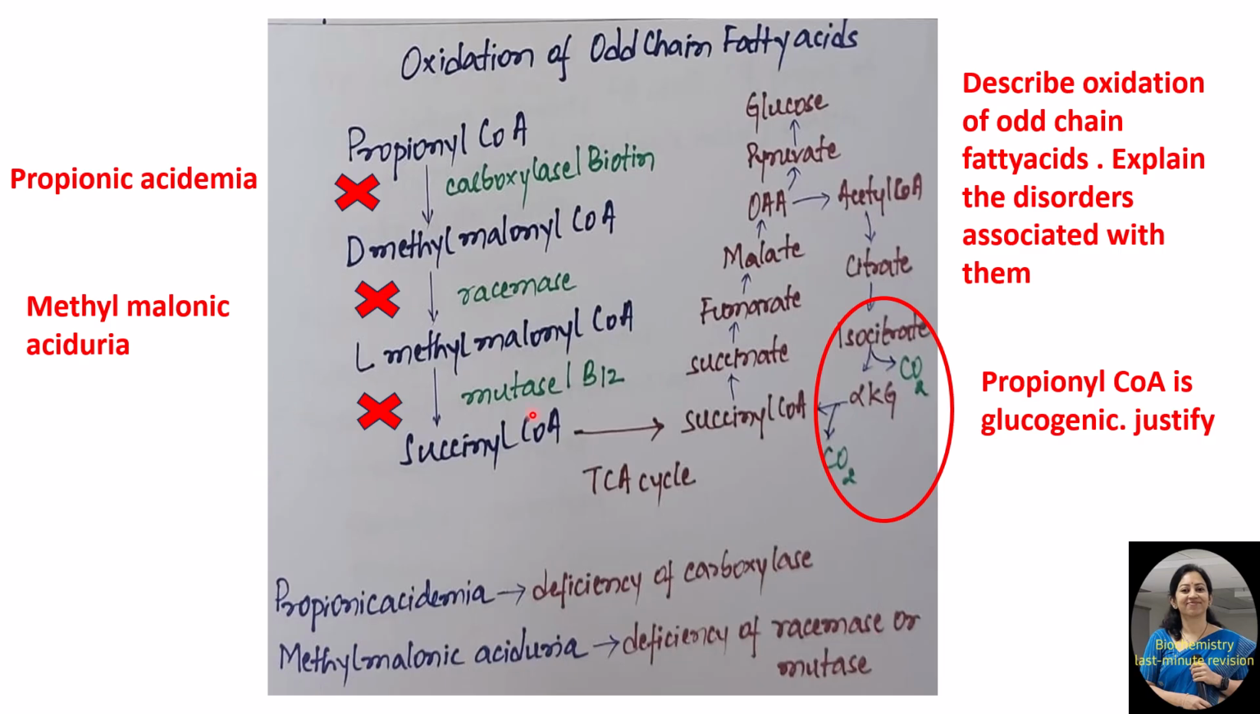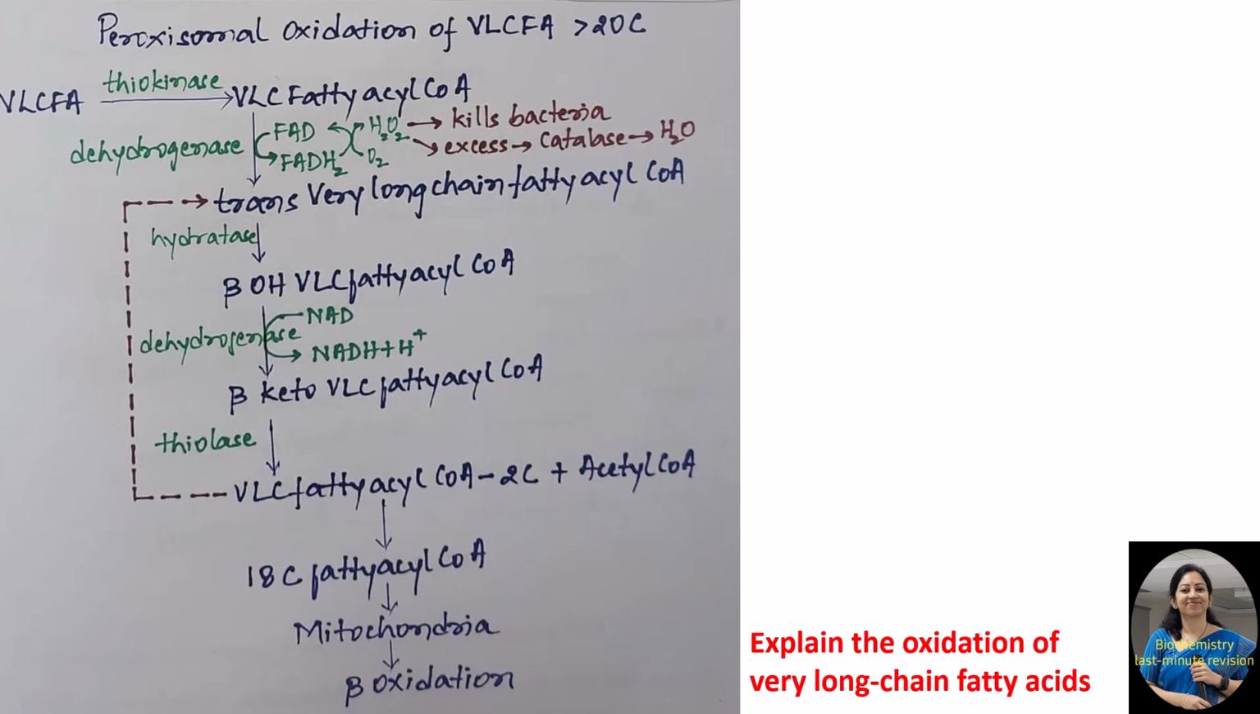So many of these patients respond to B12 because B12 acts as a coenzyme for the mutase enzyme. So for individuals suffering with methylmalonic aciduria, supplementation with B12 provides some amount of improvement. So this was about oxidation of odd chain fatty acids.